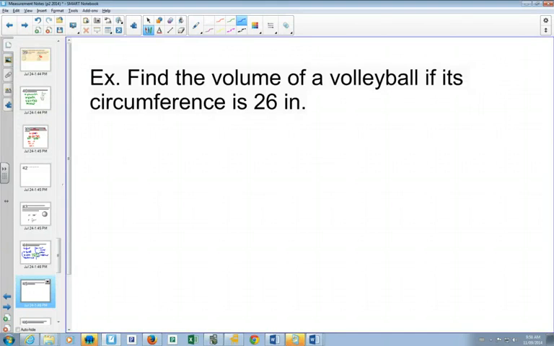So again, the question says find the volume. The first thing I would do, since I need to find the volume, is take the time to write out the formula. And then in this question, we need the radius. I read through the question. Do we have the radius?